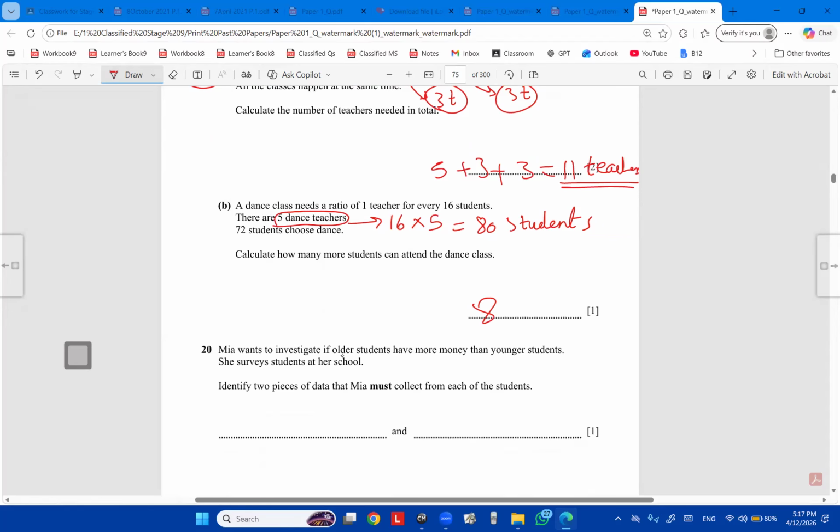Mia wants to investigate if older students have more money than younger students. She surveys students at her school. Identify 2 pieces of data that Mia must collect from each of the students. Well, she's asking if older students have more money than younger students. So the first thing she needs to collect is the students' age, and the amount of money they have. These are the 2 pieces of information that she must collect.